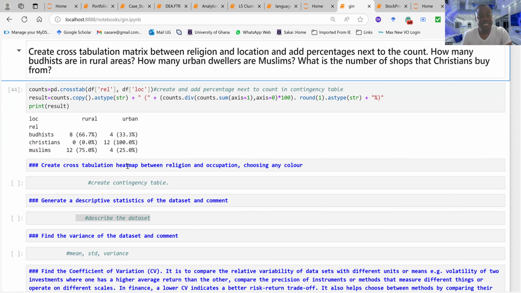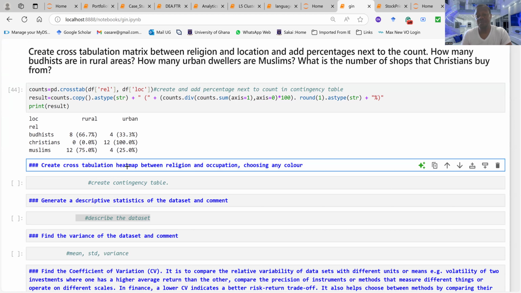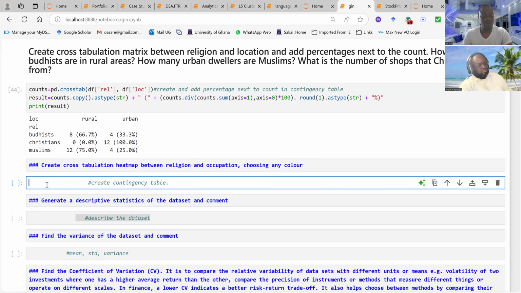Now let's go to the next one. Create a cross-tabulation heat map. Okay, so you can create a heat map, and I'm sure you all know heat map. Do you remember heat map? Yes, Prof. You do? Okay, that's good. Let's quickly do that. Let's call it CT, cross-tabulation.